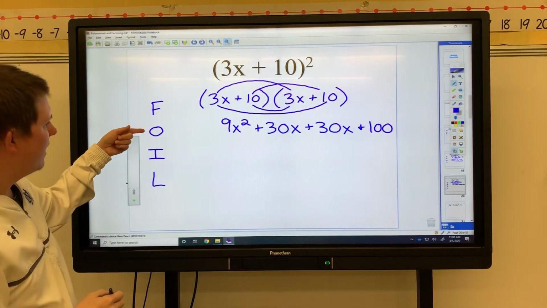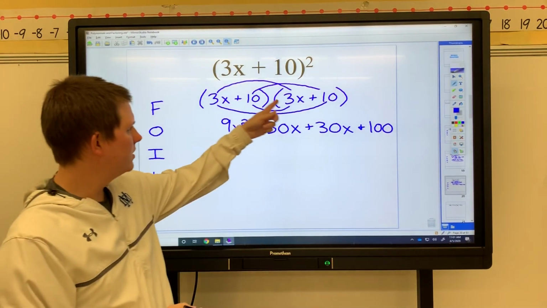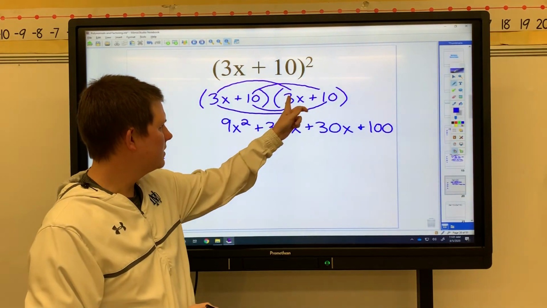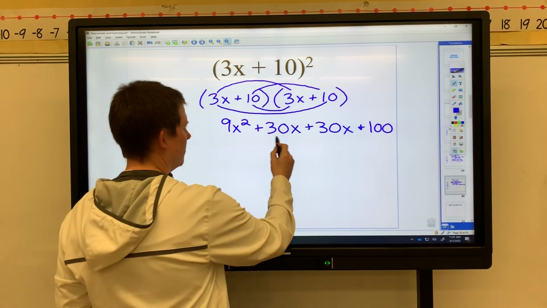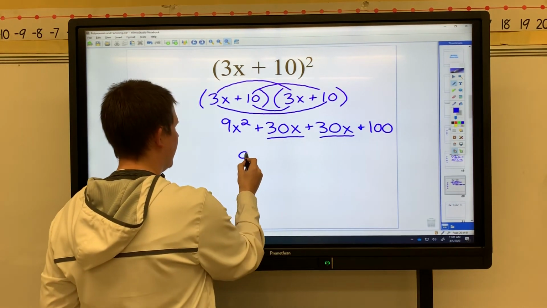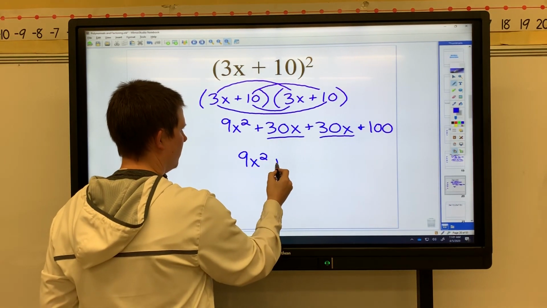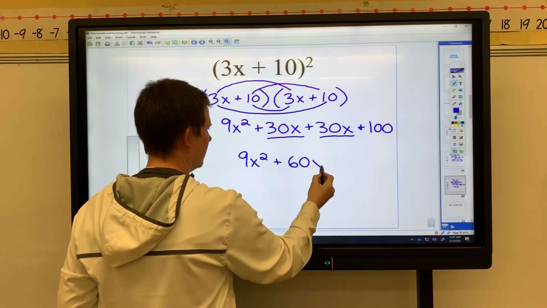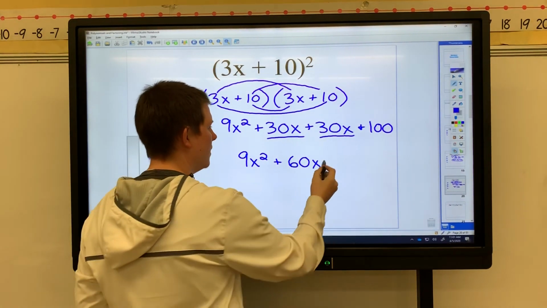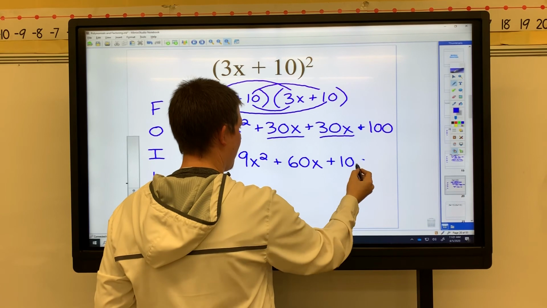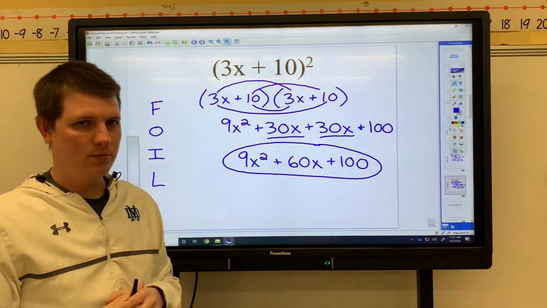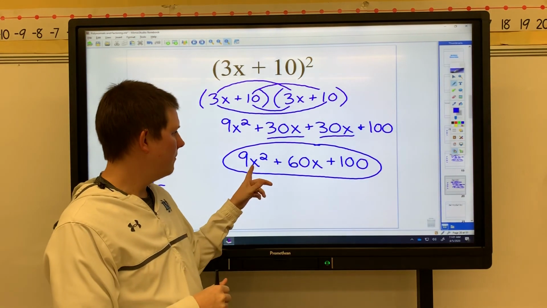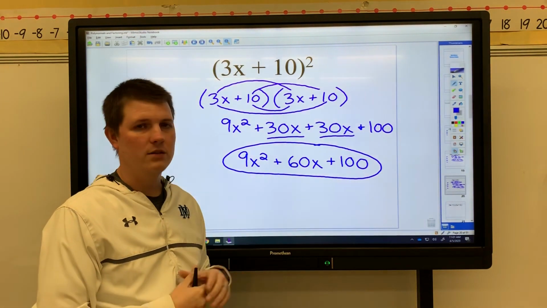So first, outside, inside, last. The first ones, the outside ones, the inside ones, and the last. Now we combine our like terms. Once again, those are the ones in the middle. 9x to the second plus 60x, 30 and 30 makes 60, plus 100. There are no more like terms, and all my degrees are in order from greatest down to smallest.